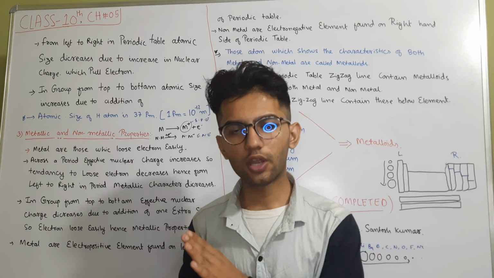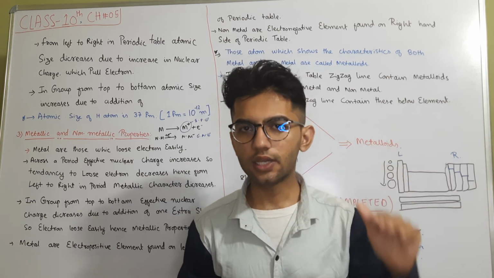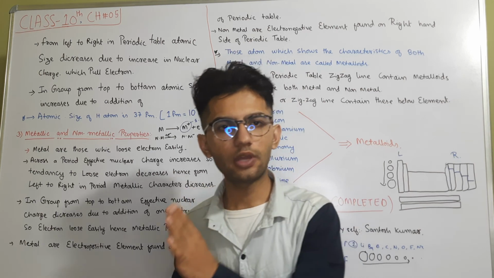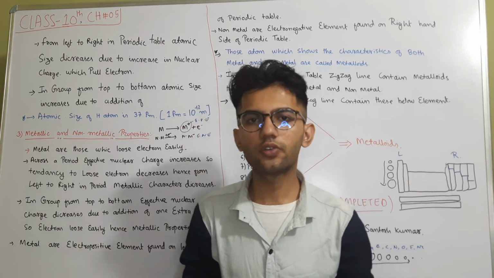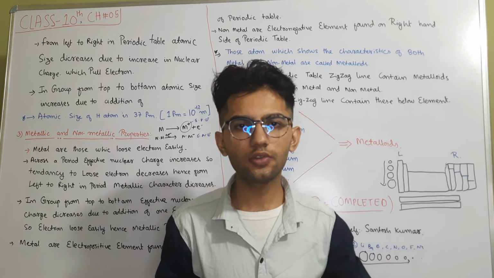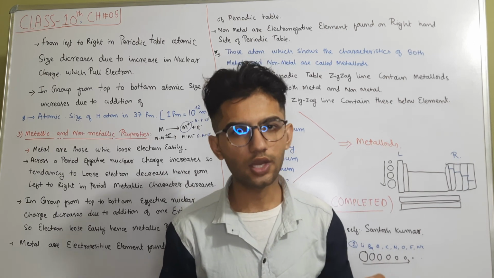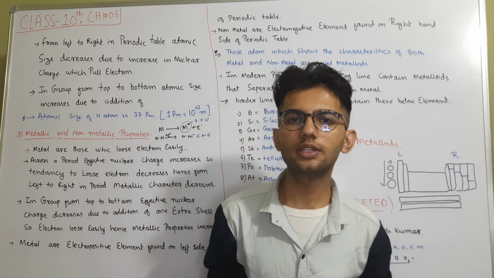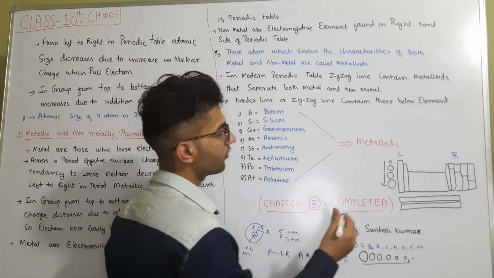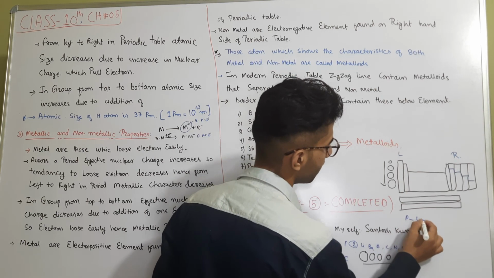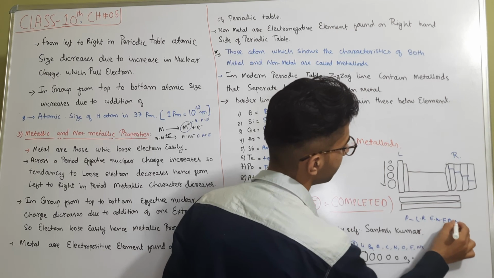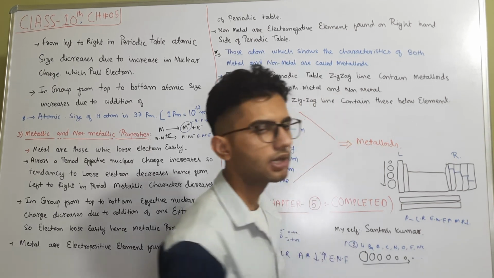In a period, going from left to right, metallic properties decrease. Why? Due to the increase in effective nuclear force. As we move from left to right, the effective nuclear force increases, hence it is difficult to lose electrons, but there is a possibility of gaining electrons. So going left to right in a period, effective nuclear force increases, hence metallic properties decrease and non-metallic properties increase.